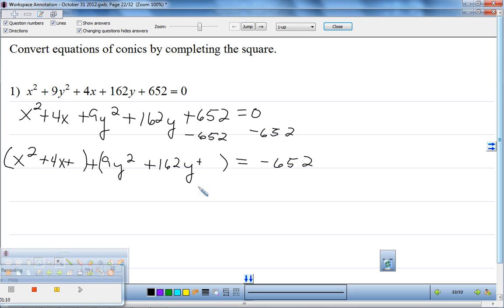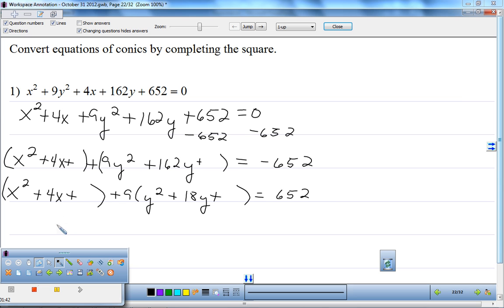Now this one we could go ahead and complete the square. Now this one, before we complete the square, I'm going to bring out the 9, so that we end up with x squared plus 4x plus something we don't know yet. Factor out the 9, so it's plus 9, and then we get y squared plus 18y plus something we don't know yet is equal to negative 652.